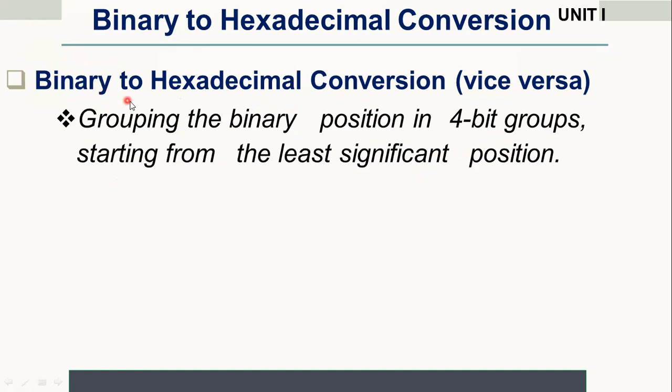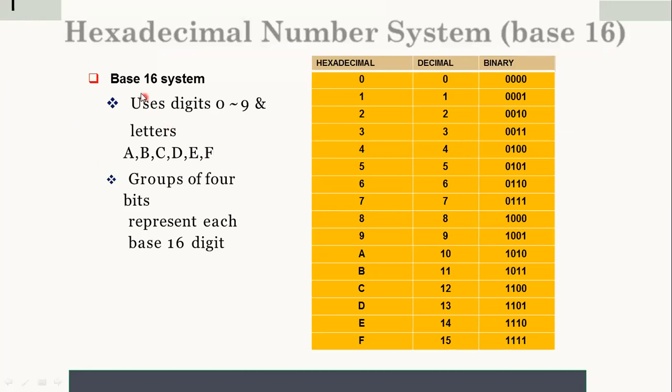How do we get 16 from 2? 2 power 4 equals 16. That's why 4 digits in the binary number system equal 1 digit in the hexadecimal number system. Hexadecimal uses the digits 0 to 9 and A to F. Groups of 4 bits represent each base 16 digit.